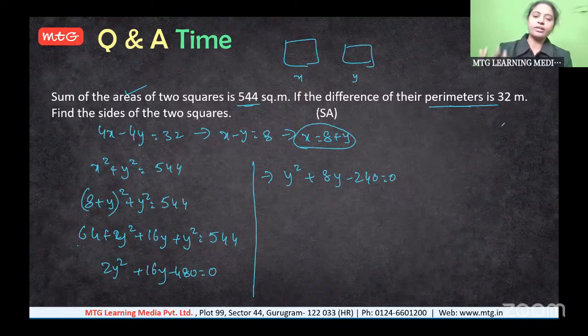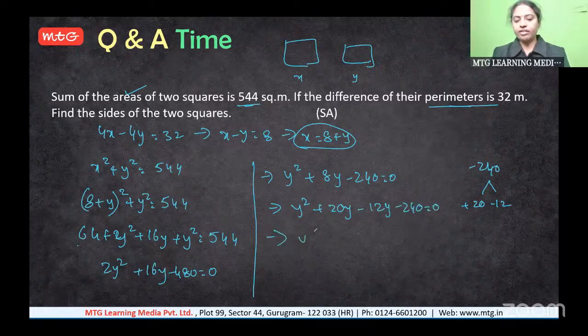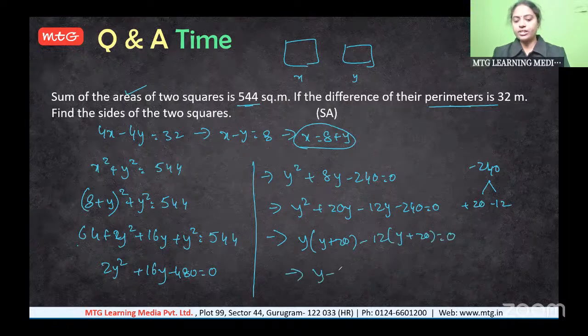You can use the factorization method or the formula method again, as I've told you. So here 240 is a simple value because it is a zero ending number. So I can easily split it as 20 and 12. 20 twelves are 240 and the difference is also 8. I need plus 8, so plus 20 minus 12. So this equation becomes y square plus 20y minus 12y minus 240 equals 0. So I will solve it as y times y plus 20 minus 12 times y plus 20. So when I solve it, I get y plus 20 into y minus 12 equals 0.